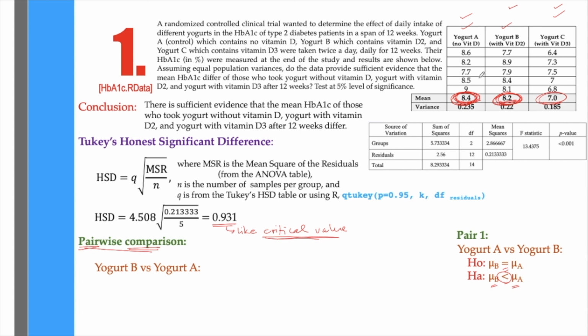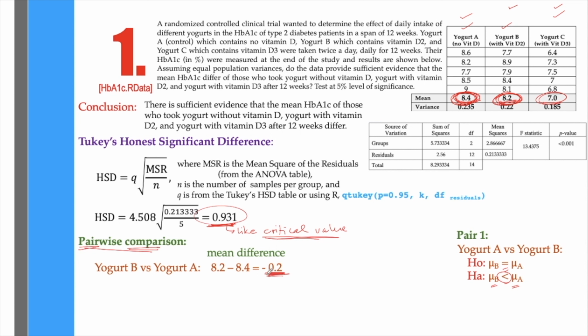So we just simply have to subtract 8.2 with 8.4. And we're going to have, let's say, negative 0.2. You may make use of 8.4 minus 8.2, so that gives you a positive value, which is 0.2. It doesn't matter. Now, all you have to do is to compare this with this HSD. So it is like you have a critical value of 0.931, positive or negative. It depends on the test statistic. So, since this is negative, you're going to compare it with the negative value of 0.931.